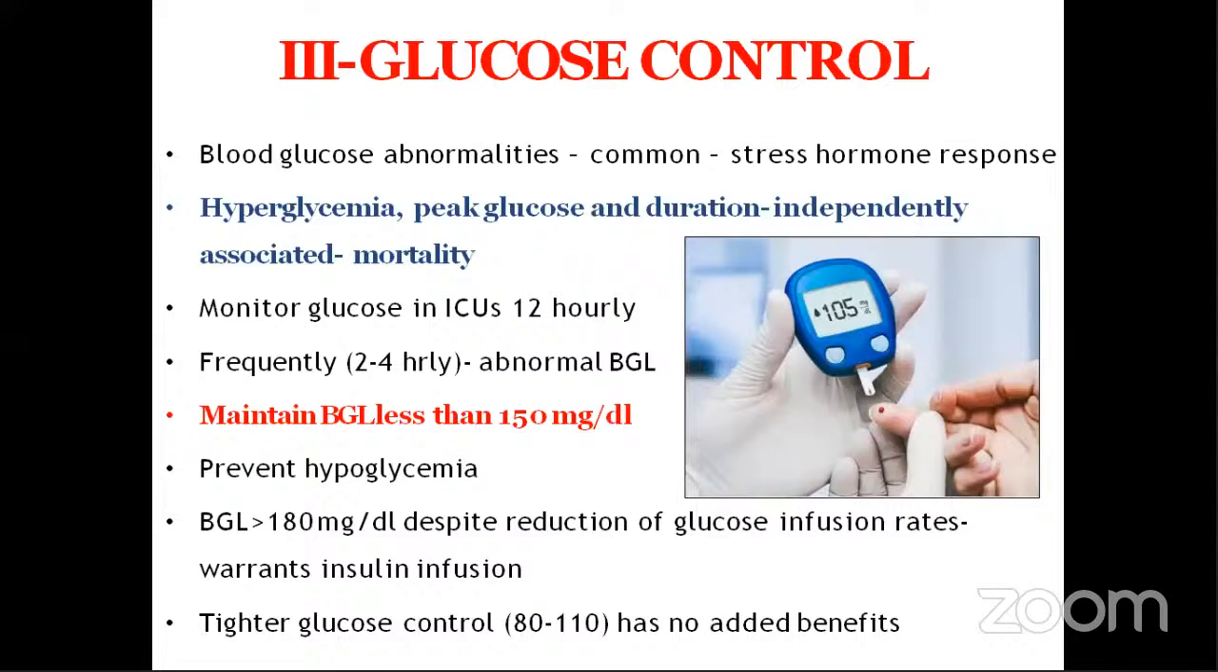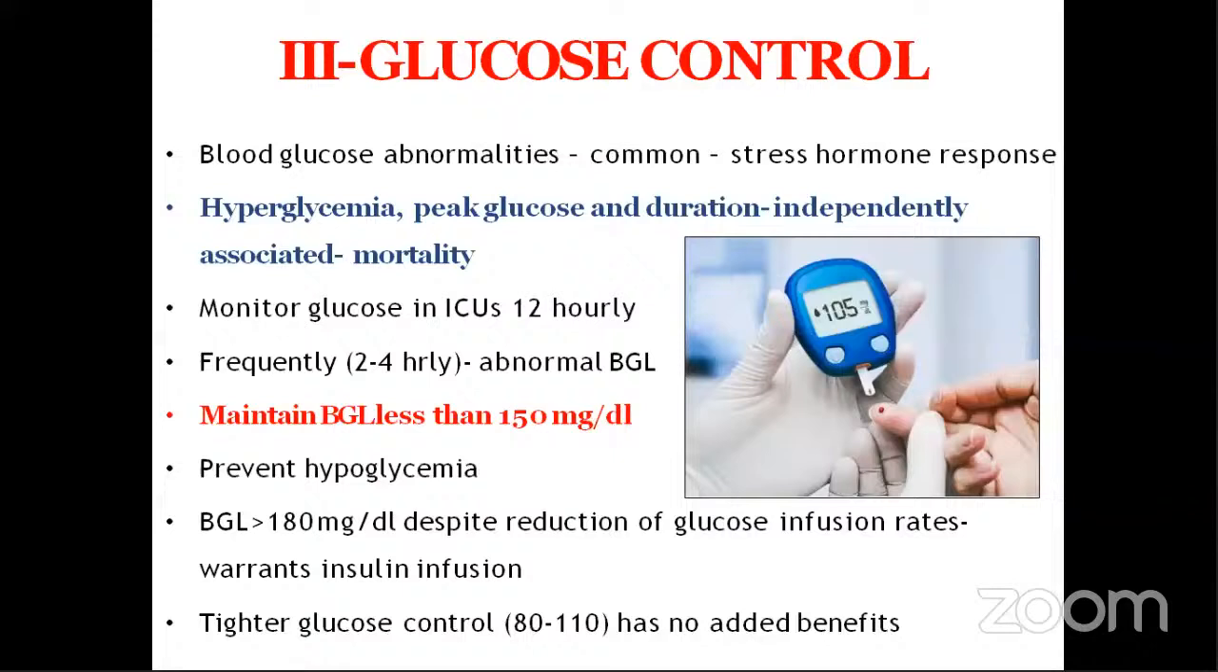Third is glucose control. In sick patients, especially in ICUs, blood glucose abnormality, especially hyperglycemia, is very common, it being a stress hormone response. And there are other factors also, like the pathology per se can lead to peripheral insulin resistance, or because of additional effects of medications being used in ICU, like steroids, they can give rise to hyperglycemia, or fluids, if you are administering exogenous dextrose administration, again, that can lead to hyperglycemia.